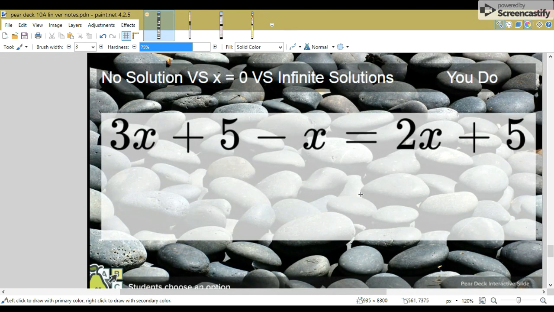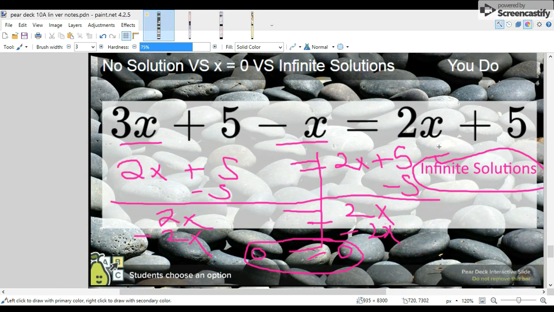Okay, now you try this one on your paired x slide. Is it no solution, x equals 0, or all real numbers, infinite solutions? Pause the video, try this one out. You should have gotten all real numbers, infinite solutions.